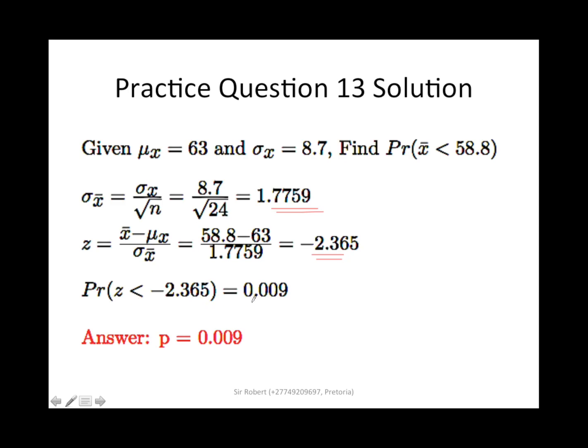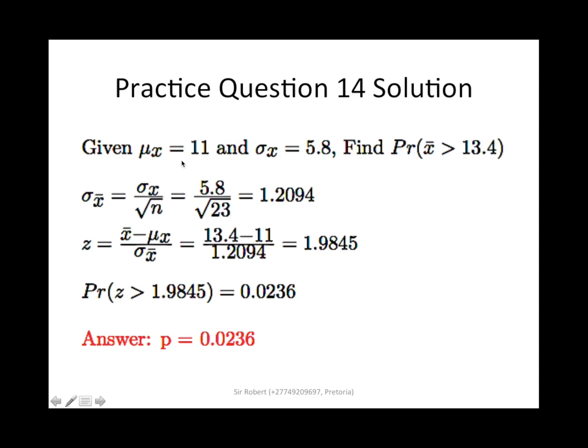You go to your z-tables, you're supposed to get something like 0.79. So this is your answer. For question 13, your mean and your standard deviation, you want the means that are greater than 13.4. So first calculate your standard error. So this is your standard error. The formula, remember this one. Then you input, you're supposed to get this one.